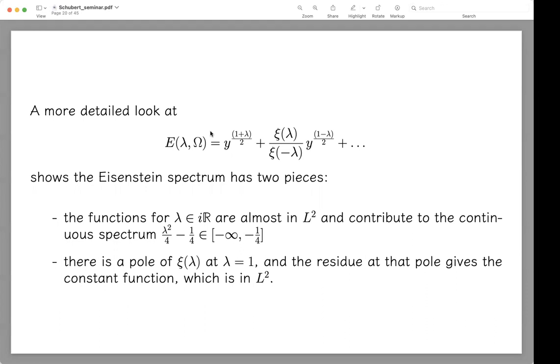And in fact, the discrete spectrum will contribute the expression lambda going from minus infinity to minus 1/4. And that's this famous 1/4. But another feature is that this psi, some kind of version of this, is the completed version of the Riemann zeta function. And in particular, it has a pole at lambda equals 1. And so if I take the residue of that pole, then I get a constant function. And a constant function certainly is an eigenfunction of the Laplace operator. And moreover, it's square integrable, which is actually an L2. So a constant function is not an Eisenstein series, but it's a residue at a pole of an Eisenstein series.